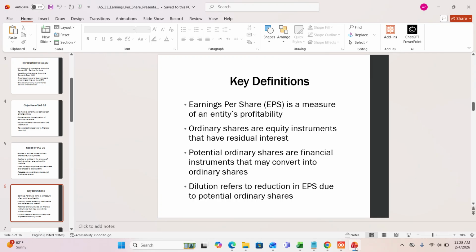Key definitions. Earning per share refers to profit or loss attributable to ordinary shareholders divided by the weighted average number of ordinary shares outstanding. Ordinary shares are equity instruments that rank after all other classes of equity. Potential ordinary shares are financial instruments or contracts that may entitle holders to ordinary shares in the future. Dilution occurs when these instruments reduce EPS upon conversion.